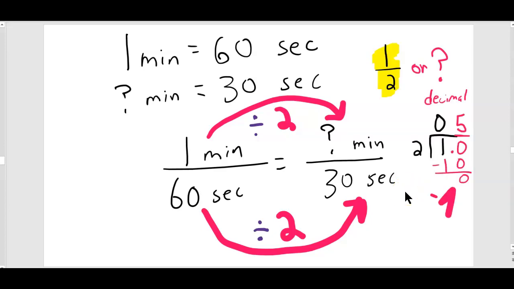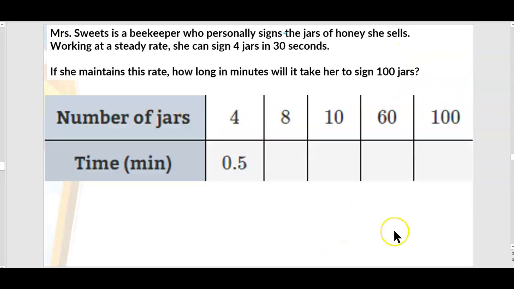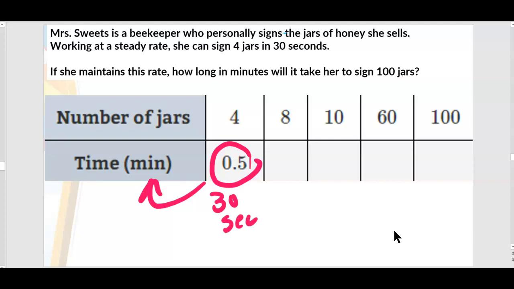Here's how you do it with decimal. Don't forget to raise the decimal up here. There it is. 1 minute to 60 seconds is the same thing as 0.5 minutes to 30 seconds. So if we fill out this chart, here's our 0.5 minutes, which is the same thing as 30 seconds.